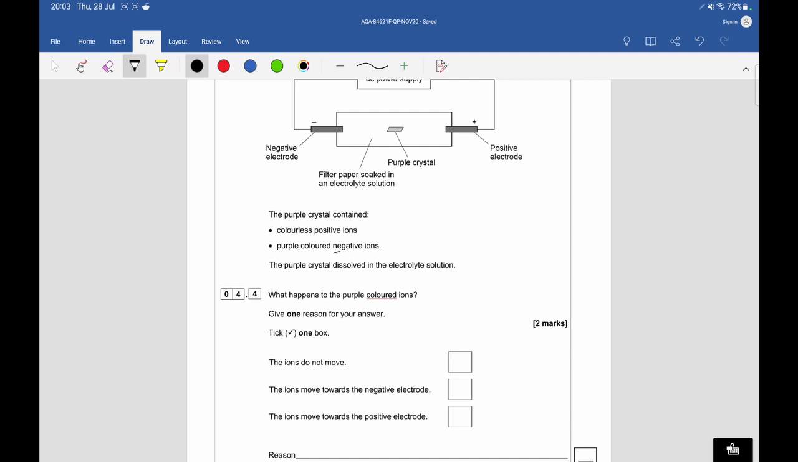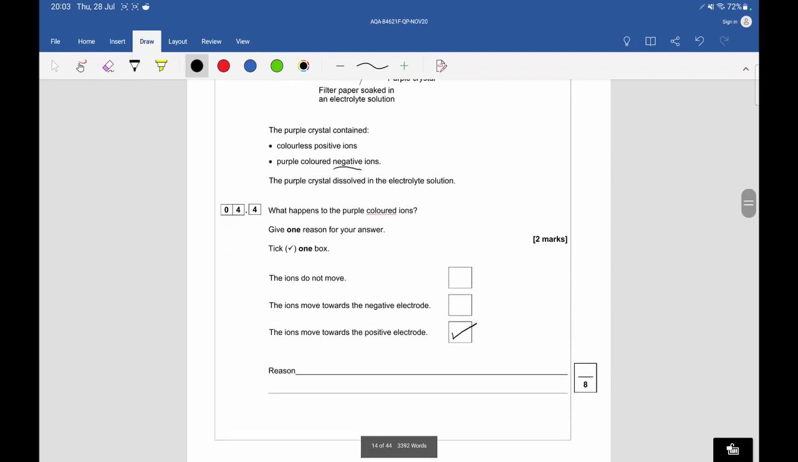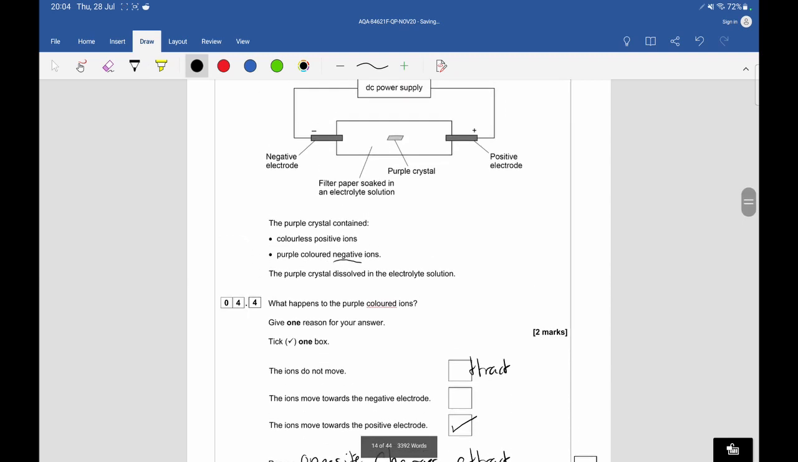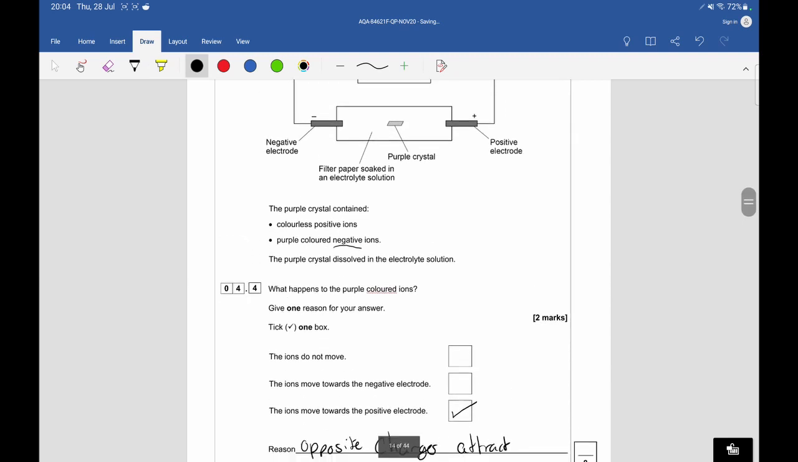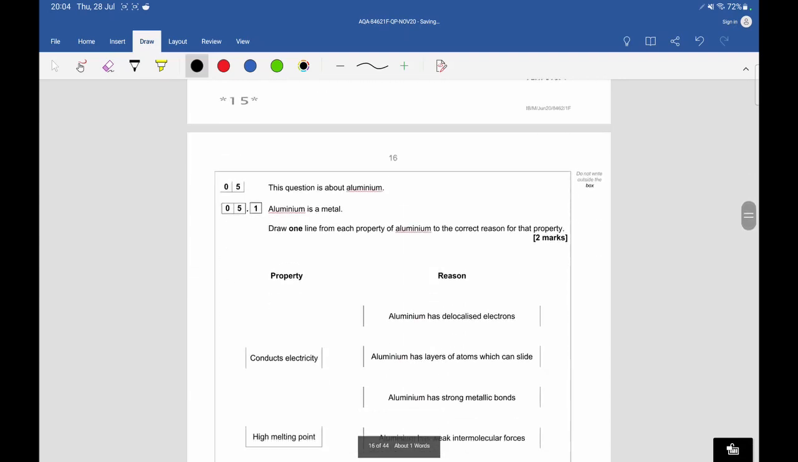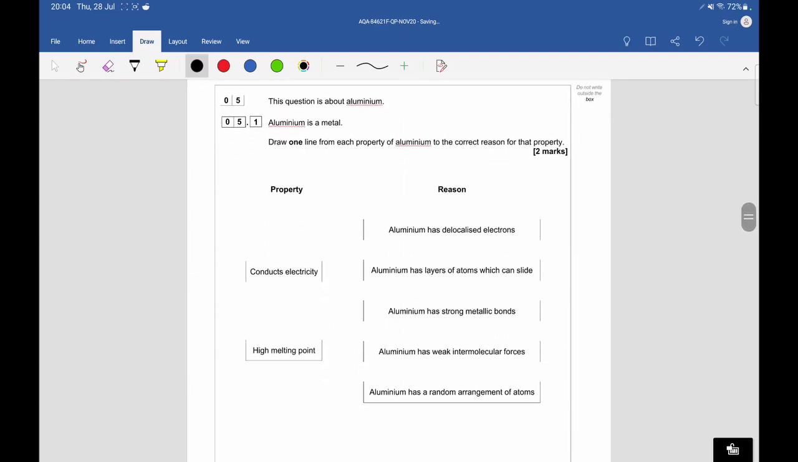Well, the purple coloured ions are negative, so we know that those negative ions will be attracted to the positive electrode, and the reason is because the opposite charges attract. If you want to be really specific, you could say that the positive electrode attracts the negative ions because of their opposite charges.